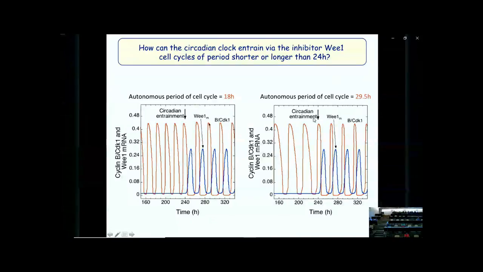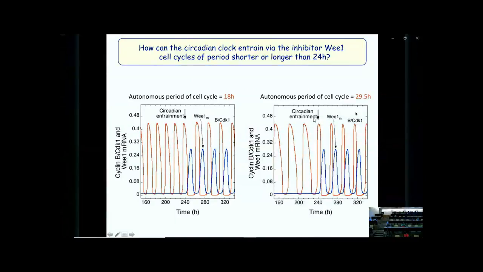So on the left here, we start with the arrow, making WEE1 vary in a circadian manner. And we see here that the period goes from 18 hours, the cell cycle period, to the blue curve, which is 24 hours, the period of the circadian clock. This is logical because we put a brake and we slow down progression in the cell cycle. So that's how the cell cycle is entrained to oscillate with a longer period, slower.